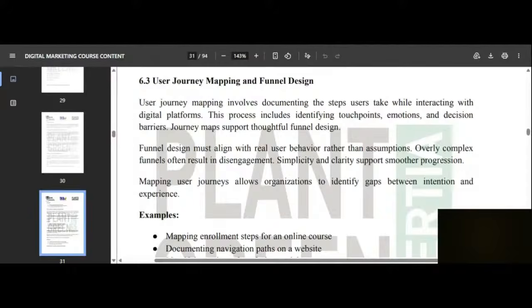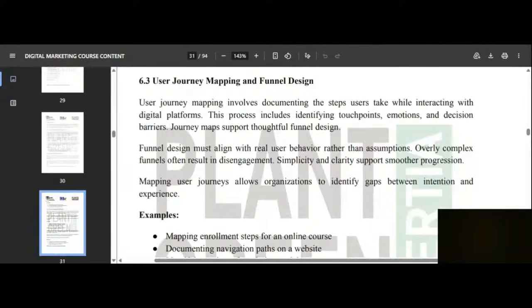This process includes identifying the touch points, identifying the emotions, and the decision barriers. Journey mapping supports thoughtful funnel design. Funnel design must align with real user behavior rather than assumptions. Overly complex funnels often result in disengagement. Simplicity and clarity support smoother progression.